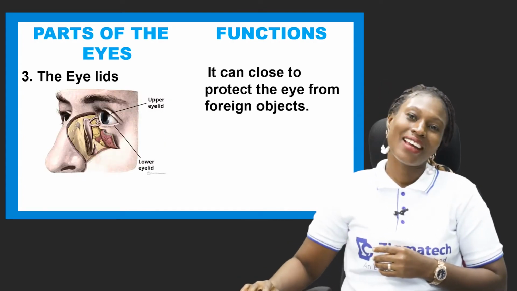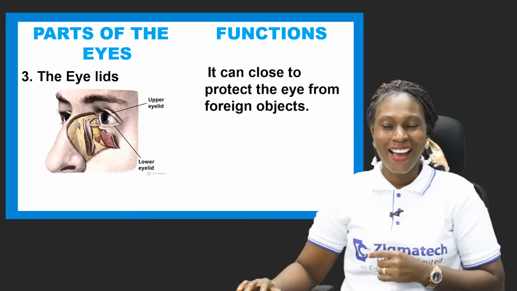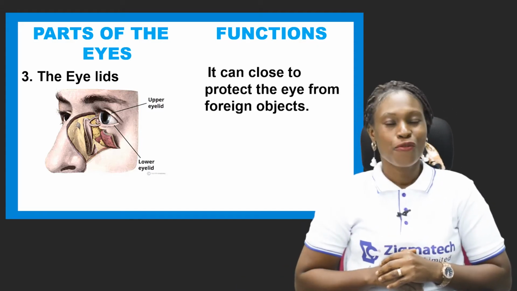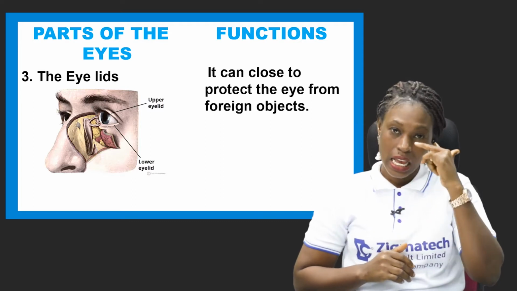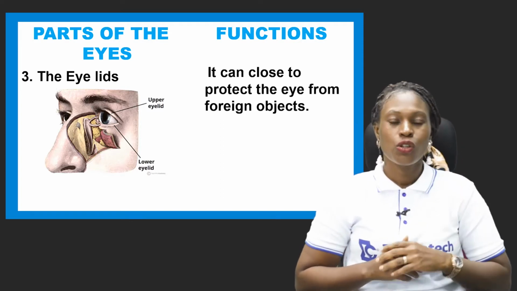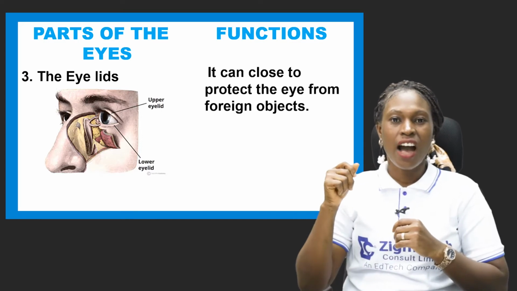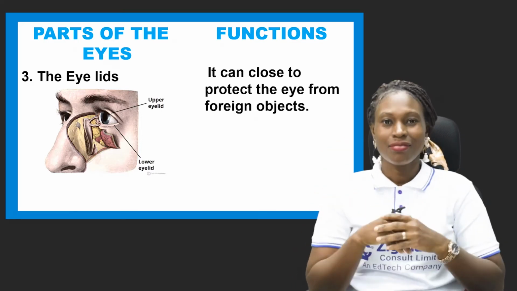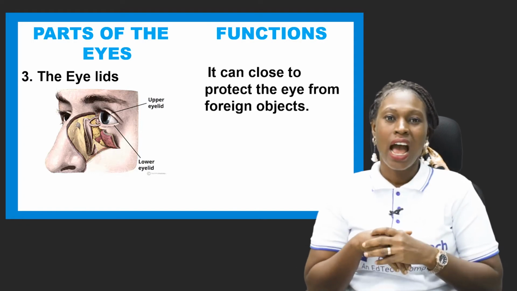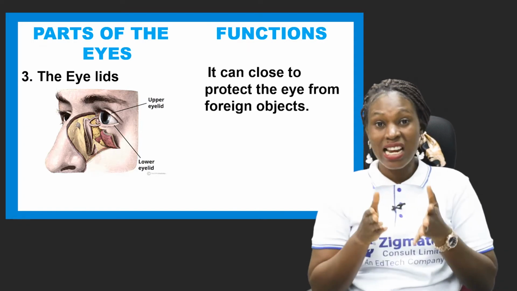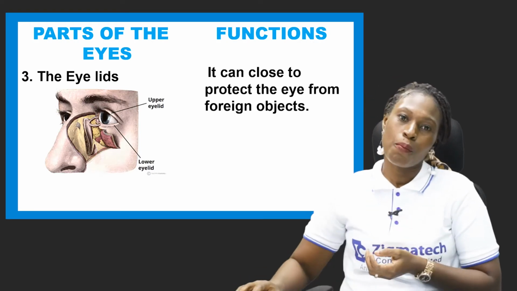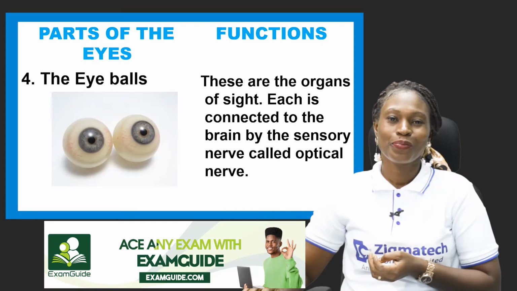Now, the next one here is the eyelids. The eyelids can close to protect the eyes from foreign objects. It's the reflex action. If something is coming close to your eyes, what happens? You close it. That's the protection we're talking about. So the eyelids protect the eye from foreign bodies or objects.